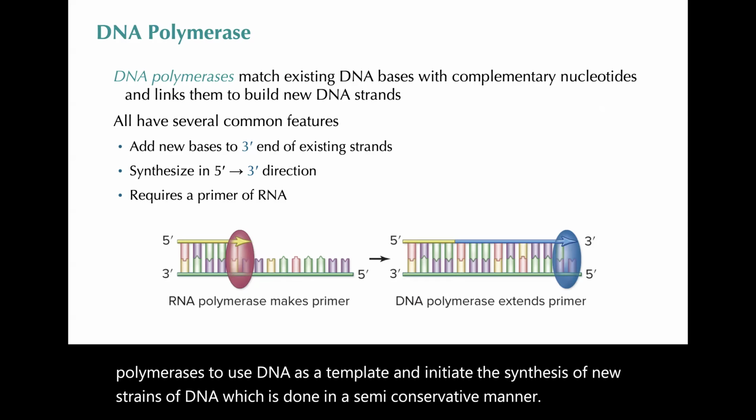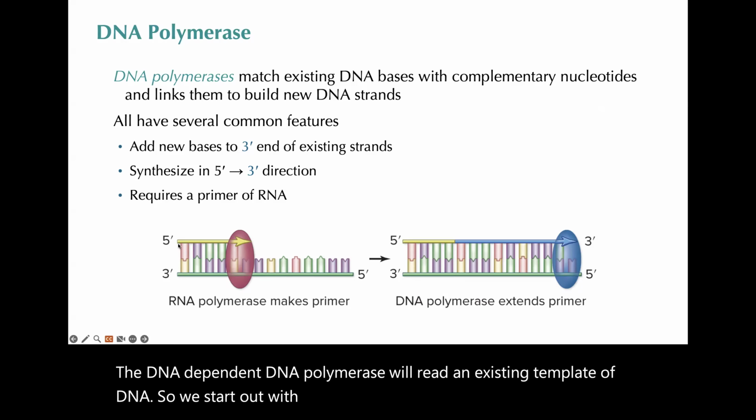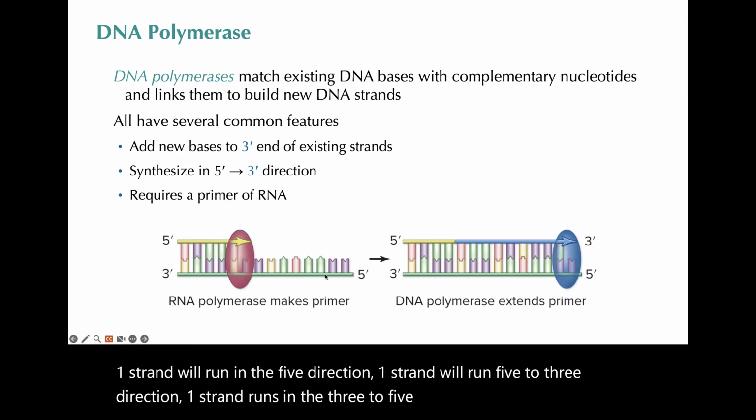The DNA-dependent DNA polymerase will read an existing template of DNA. So we start out with our DNA that's wound together as two strands. One strand will run in the 5 to 3 direction, and one strand runs in the 3 to 5 direction. And we open up that double helix of DNA.